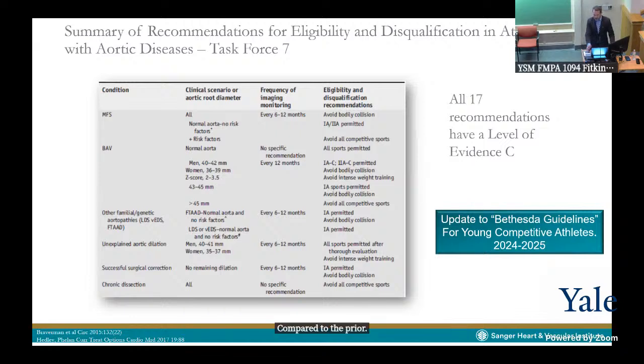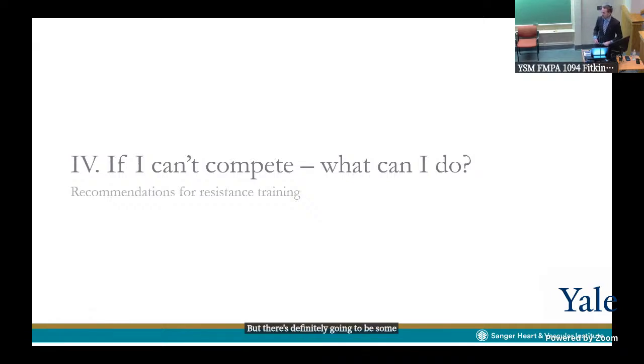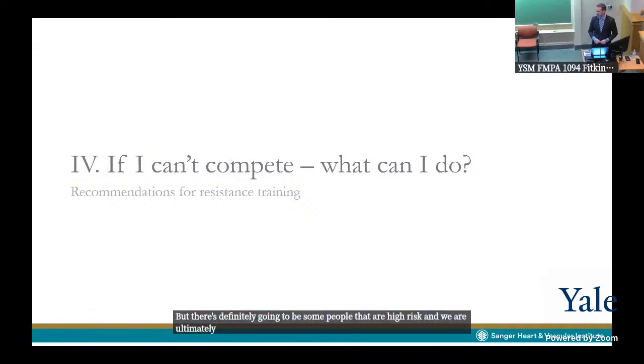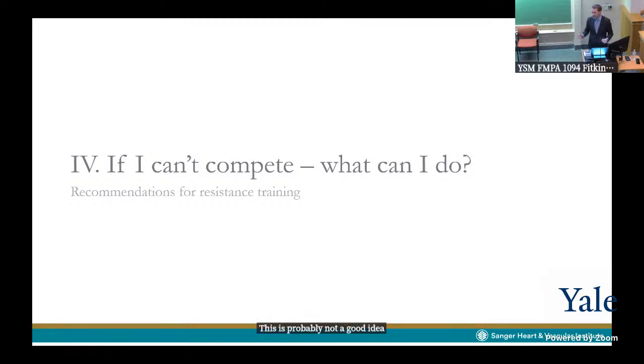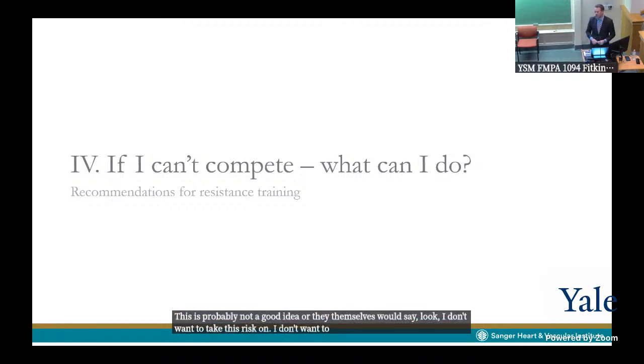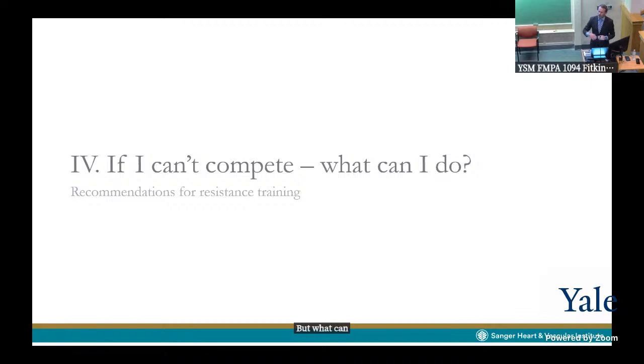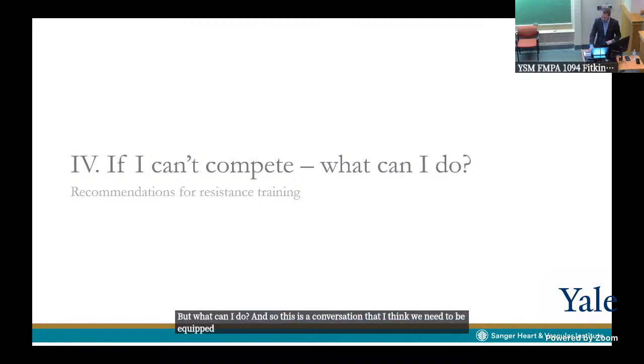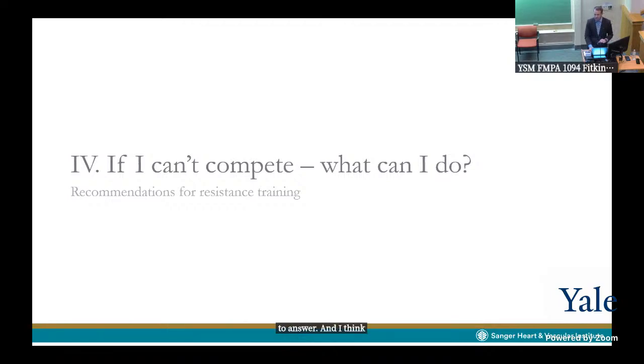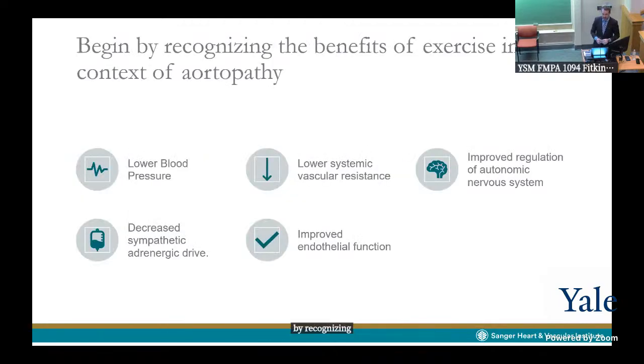But there's definitely going to be some people that are high risk, and we are ultimately going to have some conversations with people. Look, this is probably not a good idea, or they themselves will say, look, I don't want to take this risk on. I don't want to continue to compete, but what can I do? And so this is a conversation that I think we need to be equipped to answer. And I think I always begin by recognizing all the benefits of exercise, particularly in the context of aortopathy.